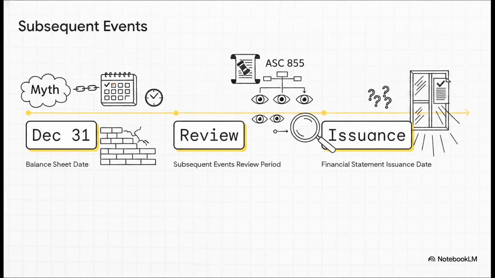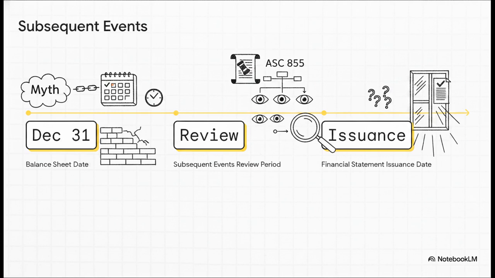Up to this point, we've really focused on what happened inside the business during the year. But to tell the full story, we have to look outside that standard boundary. There is an incredibly dangerous myth in accounting that the job is 100% done on December 31st. Under ASC 855, that is completely false. Teams must keep reviewing events that occur after the balance sheet date right up until the exact date the financial statements are issued or at least available to be issued. This subsequent events review period can last weeks or even months.